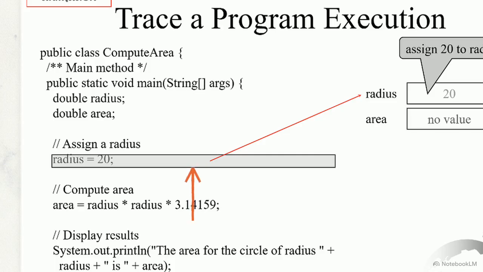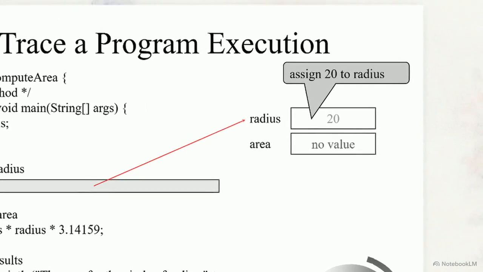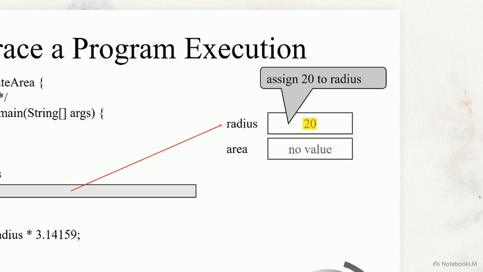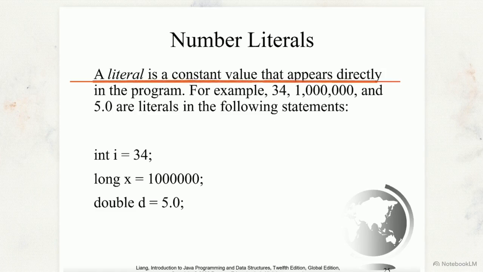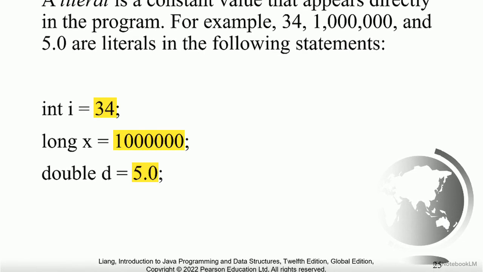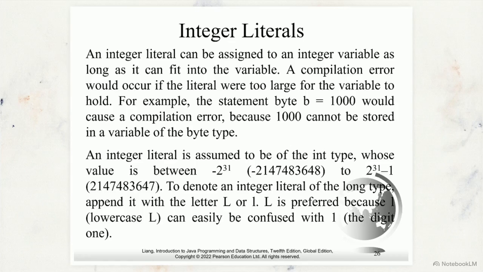Moving to the next line in our execution trace, we hit the assignment statement, radius equals 20. The 64-bit memory block we allocated earlier actively updates to store this specific numeric value. The number 20 here is a literal. As this slide states, a literal is any hard-coded constant value appearing directly in the source code, like 34, 1 million, or 5.0. This creates a specific lexical situation. By default, the Java compiler treats every whole number integer literal as the 32-bit int data type. To allocate a larger 64-bit literal, you must append an L. This is why an uppercase L is preferred. A lowercase l can be easily confused with the digit 1.